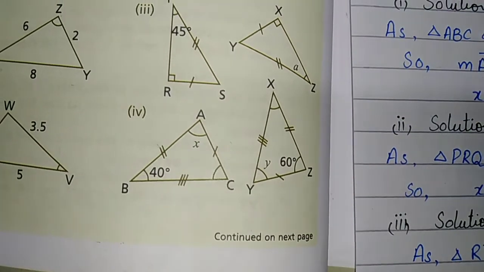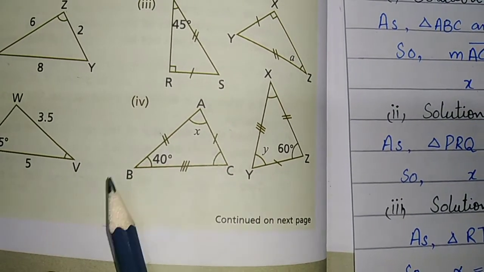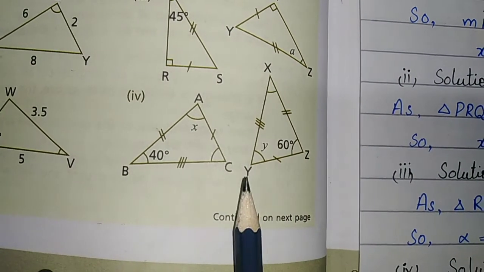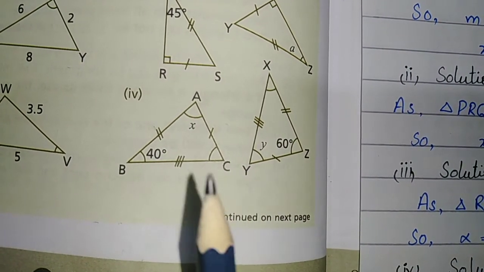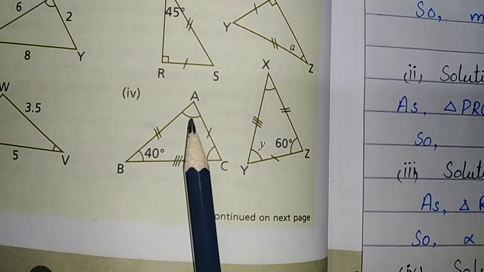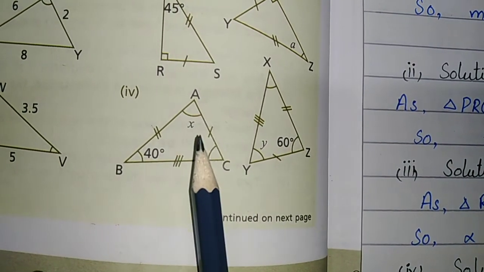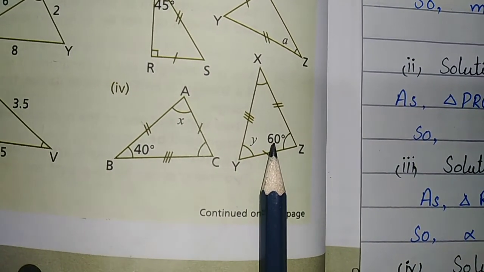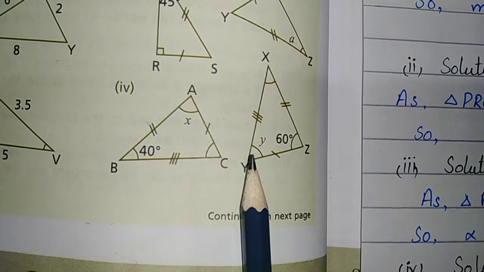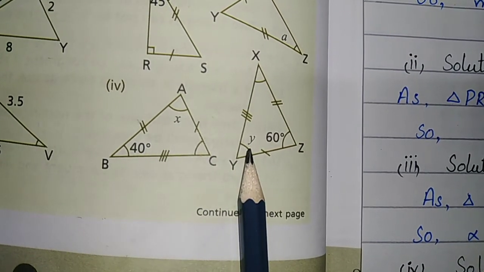The last part is the pair of triangles in which triangle ABC is congruent to triangle ZXY. These two sides include the angle x, and these two sides include the angle 60. So obviously x is equal to 60. But we have to find the angle Y. So angle C is congruent to angle Y.